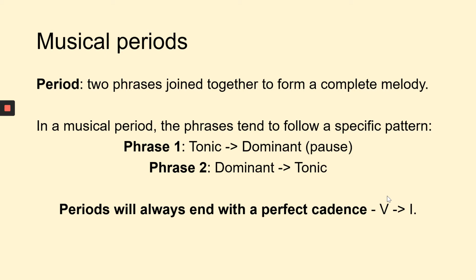In a musical period, the phrases tend to follow the pattern of tonic, dominant, and then dominant, tonic. The reason for this is that by going away from the tonic to the dominant, and then coming back, it helps the melody to sound finished at the end. In addition, periods will always end with a perfect cadence. Again, because we want the music to sound finished at the end of our musical period.